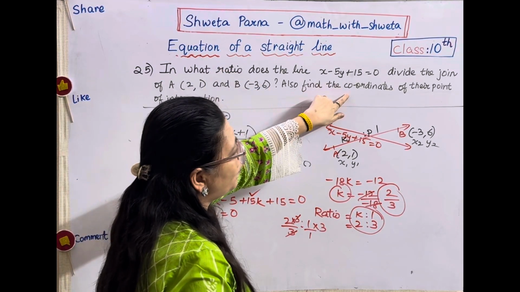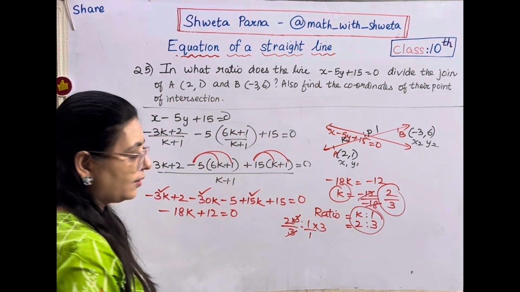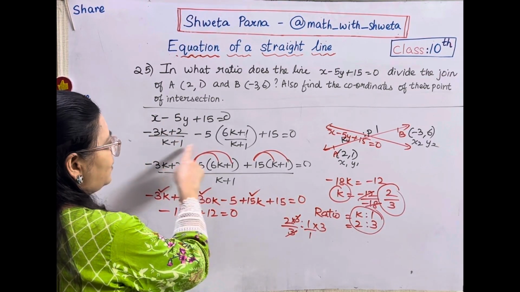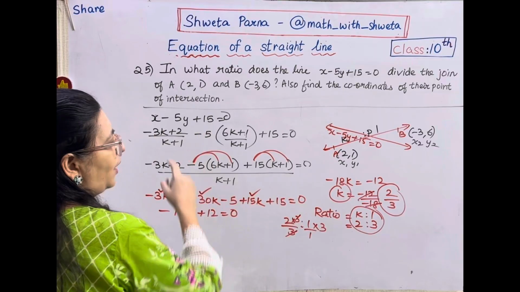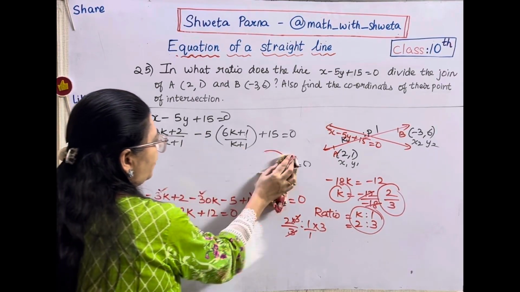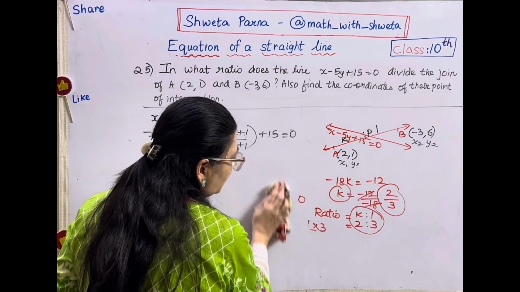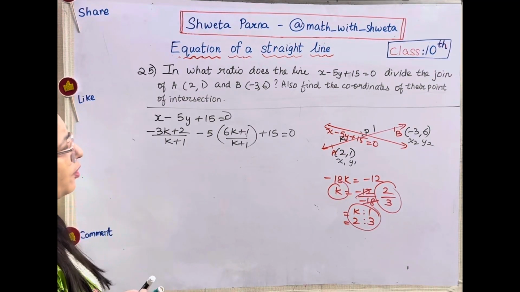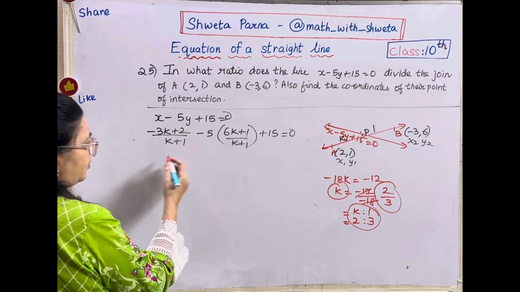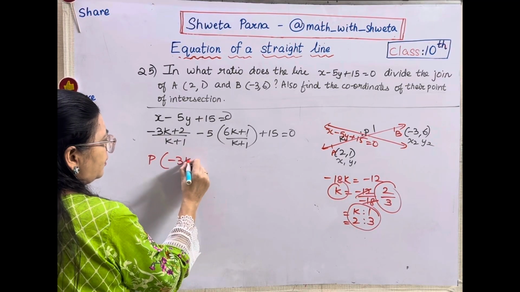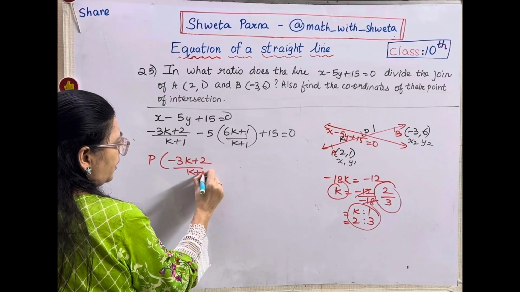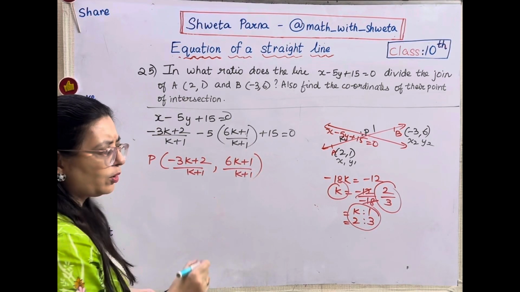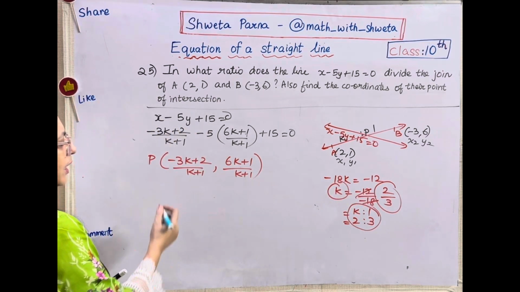Now you also have to find the coordinates of the point of intersection. What is the point of intersection? The point of intersection was this and this. We will substitute the value of k and get the point of intersection. So the ratio we got is 2 is to 3. Now coming to the coordinates of the point of intersection, what was it? (-3k + 2) upon (k + 1) and (6k + 1) upon (k + 1). This you had got. Now substitute the value of k as 2 by 3.